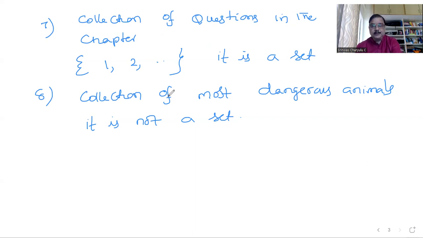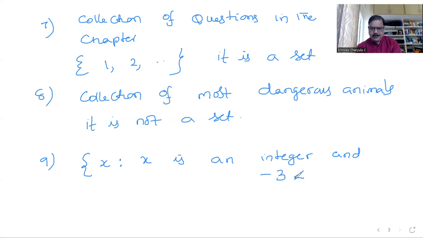Now, so this is done. Next question you see. This time we have got set builder form. Set of all x such that x is an integer and -3 less than or equal to x less than 7.